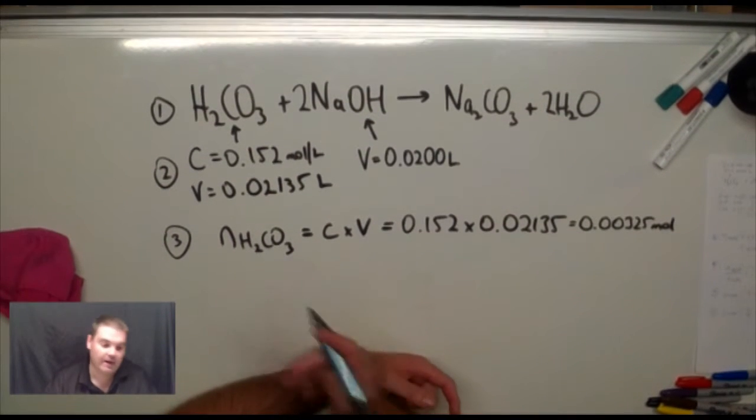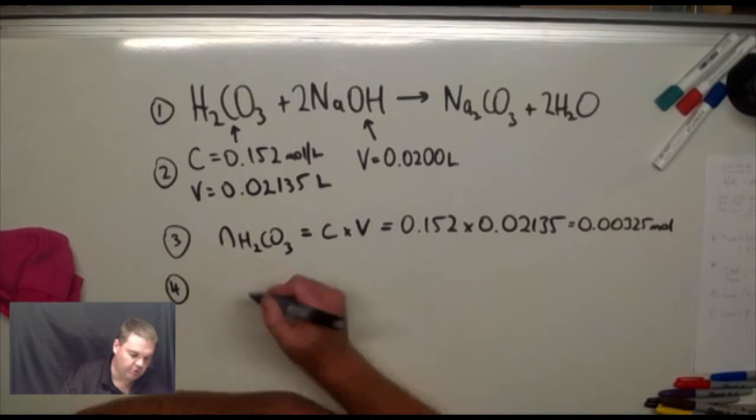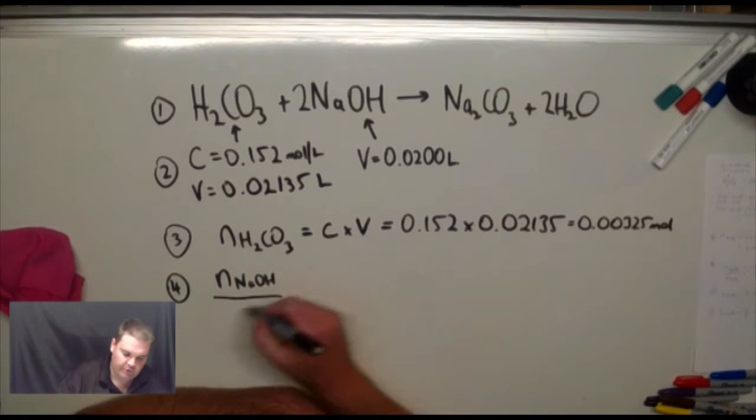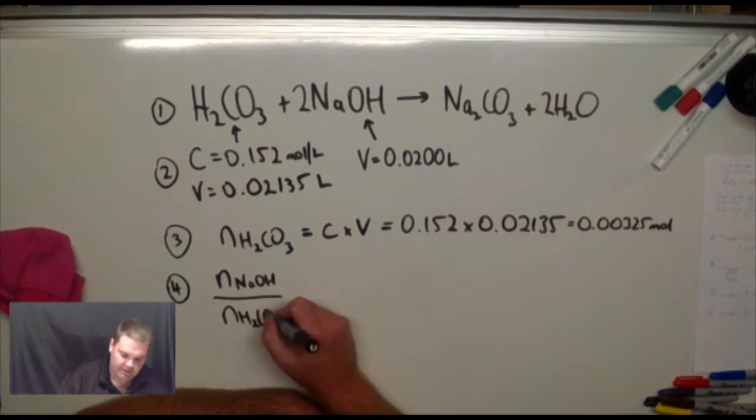Step 4 is now our molar ratio, or a mole ratio. So our unknown is on the top, sodium hydroxide. Our known is on the bottom, our carbonic acid.